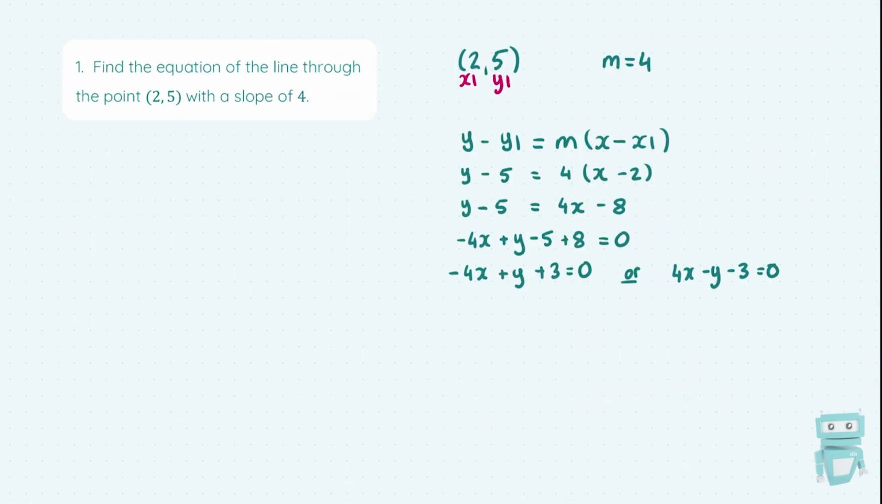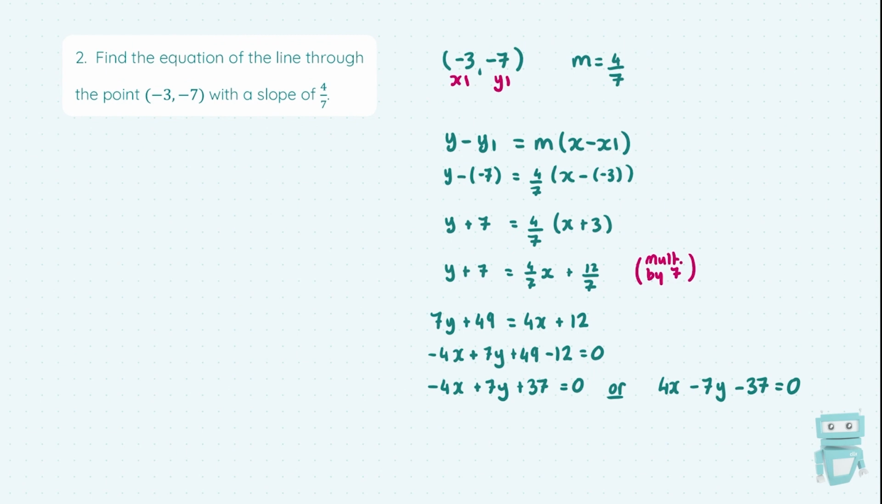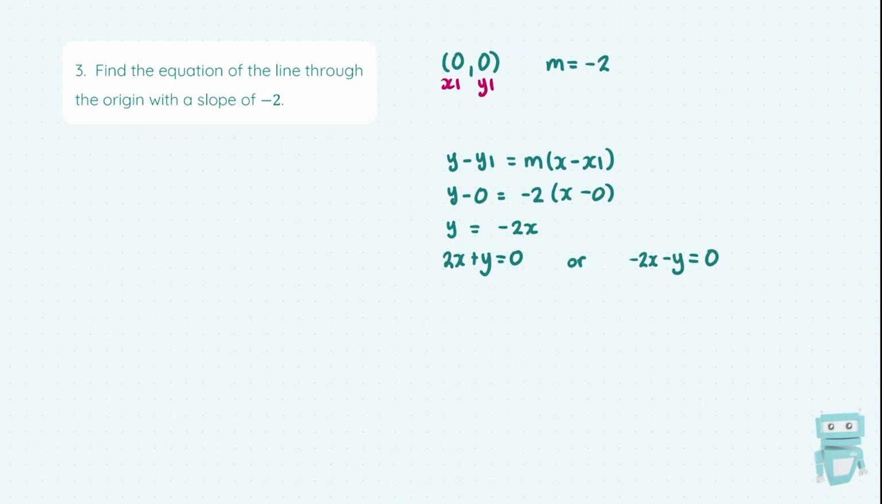Question 1 here was plain sailing. You simply label what you have, whack it into the formula and bring it all over to one side. Question number 2, you can see our slope was a fraction, so we got fractions in our equation of the line, so we had to multiply across by 7 to get rid of the fractions before we brought everything over to one side. And for question 3, we just needed to know that the origin had coordinates (0, 0), so we used that as our point and then simply proceed as normal. And that's all there is to it.